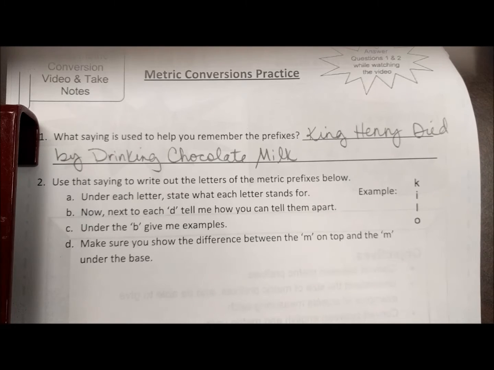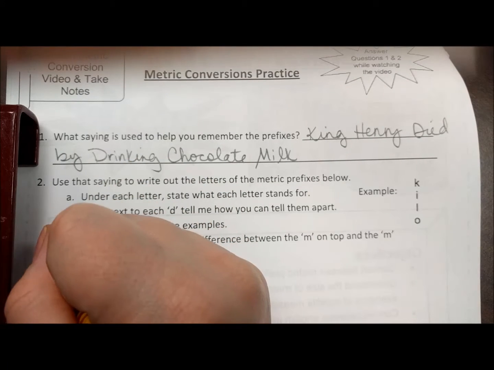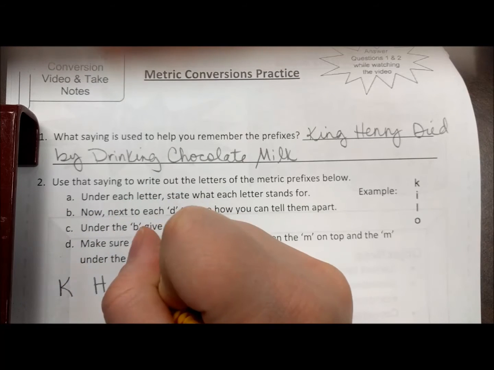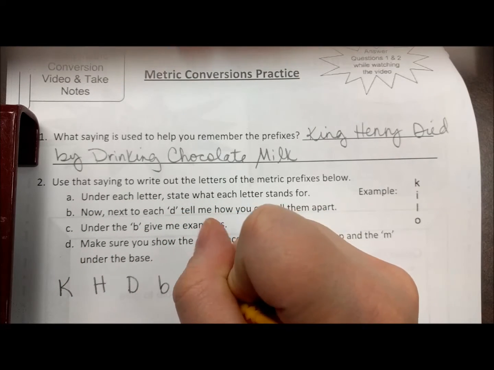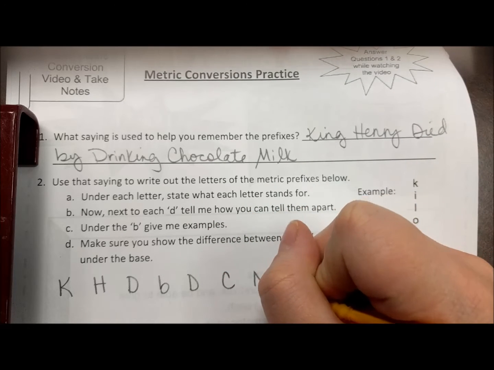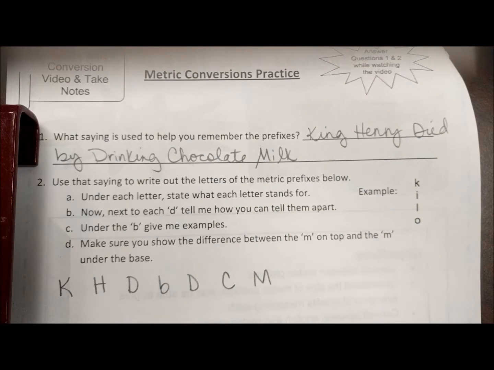King Henry died by drinking chocolate milk. Say it over and over. It's so silly, I think you'll remember it. So using that, I'm going to write out the letters. So King Henry died by drinking chocolate milk.